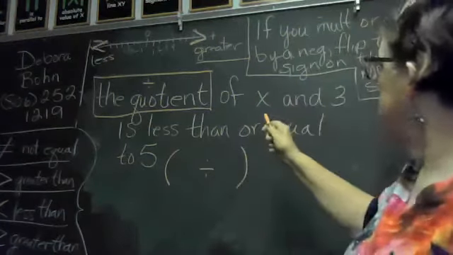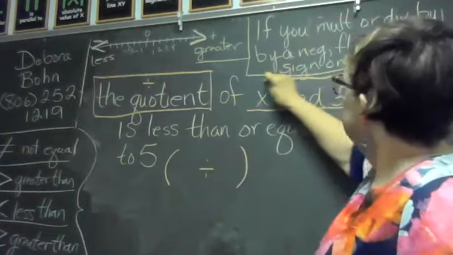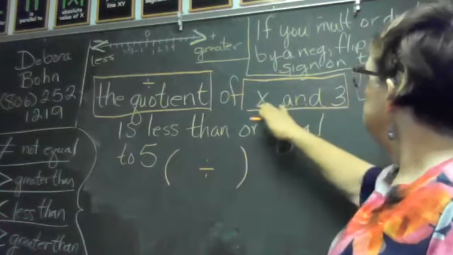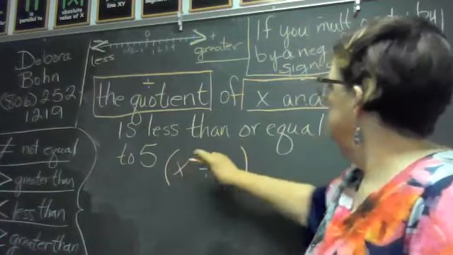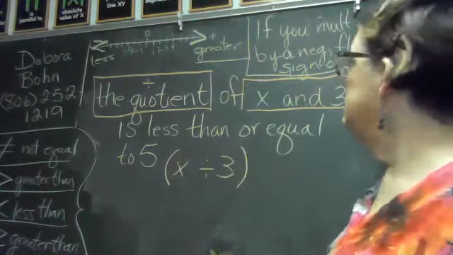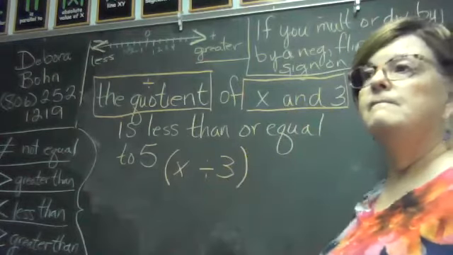So let's look at the next part. The quotient of x and 3. This kind of divides those up. So the x goes in the front, the 3 goes in the back. That's how you say the quotient of x and 3, right here.